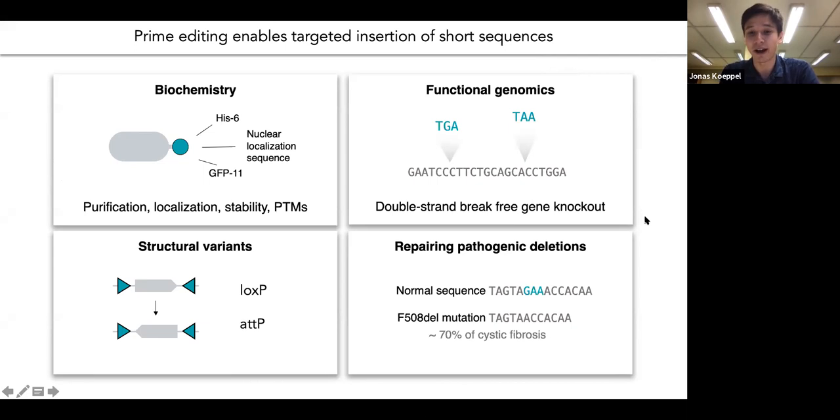Probably most importantly, there are many pathogenic deletions that are associated with some sort of disease, and we could, in theory, use prime editing and the ability to write small sequences back into the genome to fix those mutations.